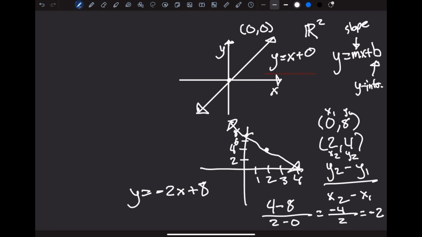And now you can use this to find any other point that would belong on this line that connects those 2 points. Technically, be mindful that depending on your question, it may be worded differently, but this would be the idea for answering that question.